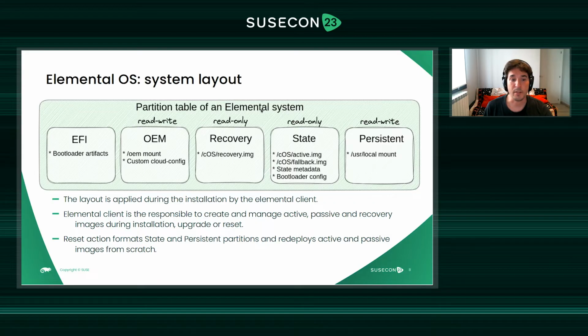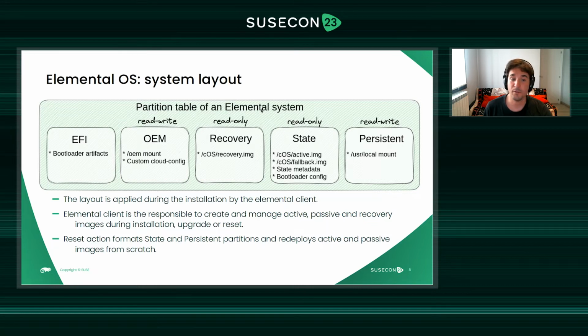Then there is the state partition. The state partition includes the active image, and after a clean install, the active image and recovery image are essentially the same. The active image is the image that aims to be booted on a regular basis. So the active image is a file system image including the Elemental OS container root tree.